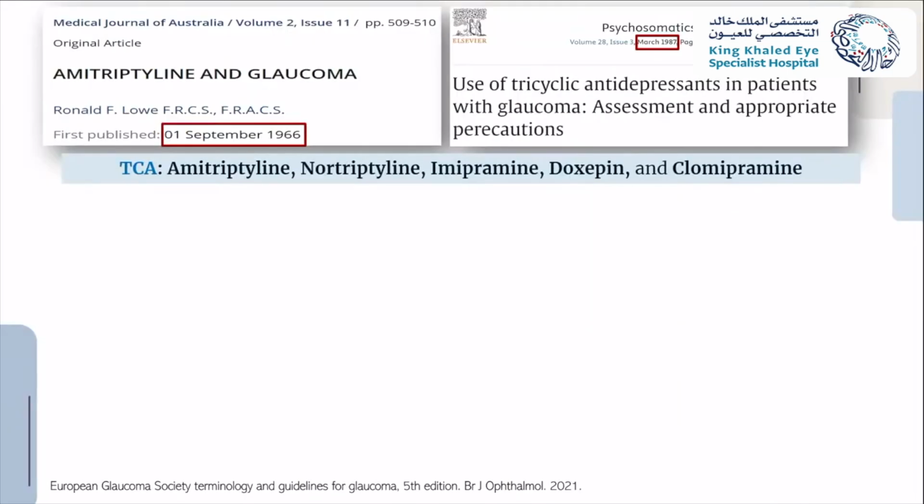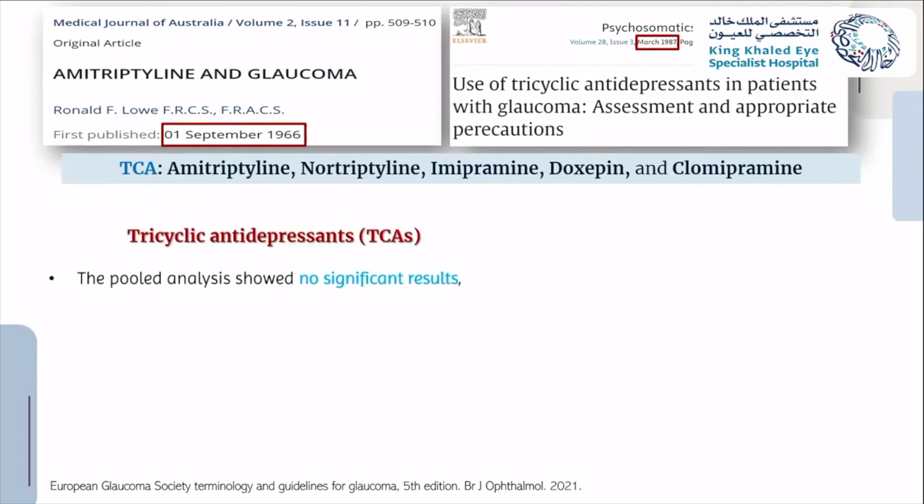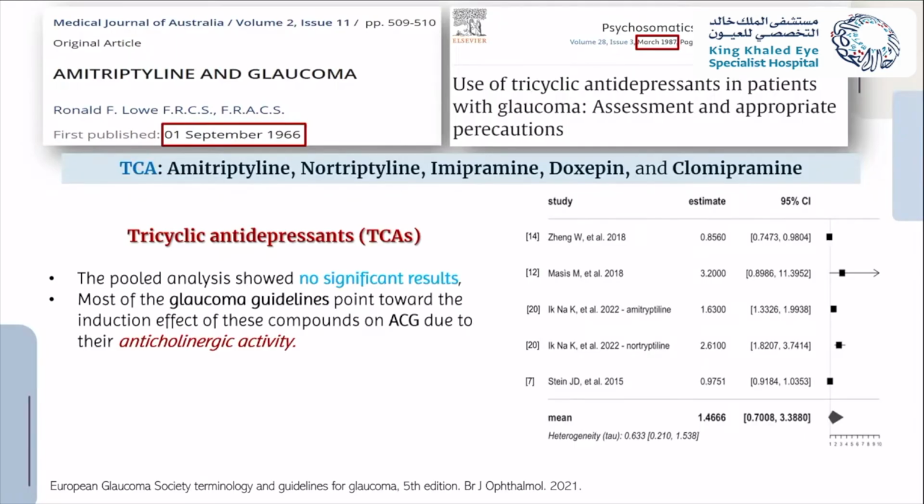The next class is tricyclic antidepressants. It includes amitriptyline, nortriptyline, imipramine, and clomipramine. They have been historically linked to glaucoma onset, especially when used in a high-risk population. These are two articles from 1966 and 1987. But in this meta-analysis, the pooled analysis showed no significant association between TCAs and glaucoma.